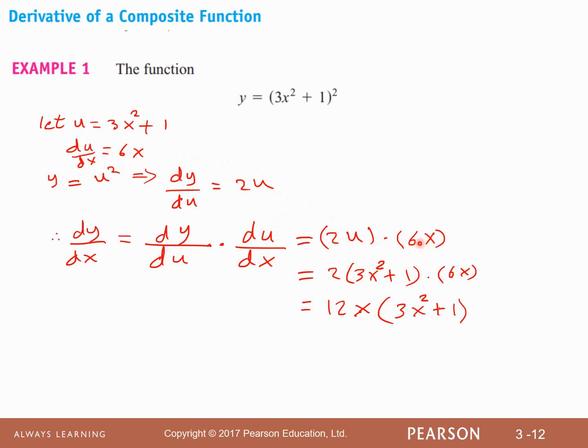Now we'll put the value of u back. Remember, we said let u equal 3x squared plus 1. So we replace u by the original value, 3x squared plus 1, and 6x remains the same. In the end, we multiply 6x by 2 and get 12x multiplied by 3x squared plus 1.